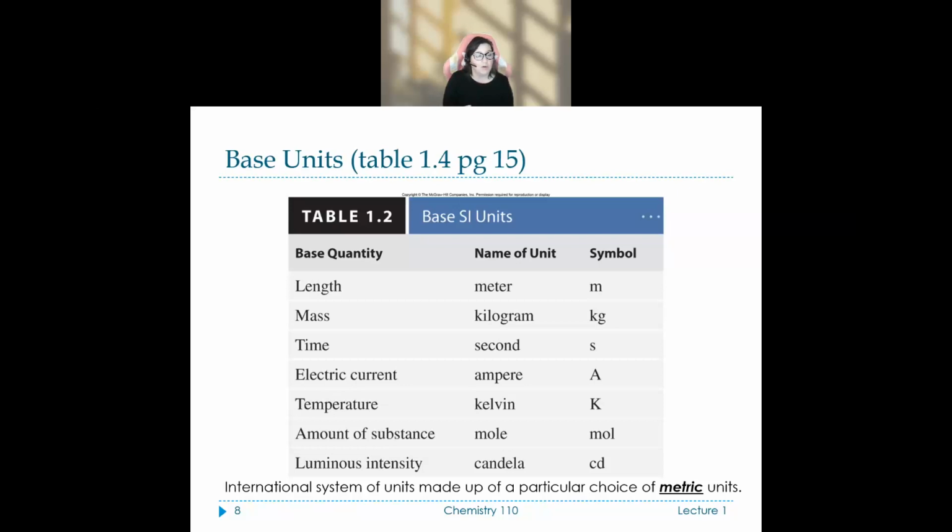And so we need to be able to move between those standards and things that we typically use, like centimeters, millimeters, decimeters, milligrams, kilograms, grams, Kelvin, degrees Celsius, degrees Fahrenheit, seconds, minutes, hours. All of those conversions are things that you're going to be expected to be able to do.